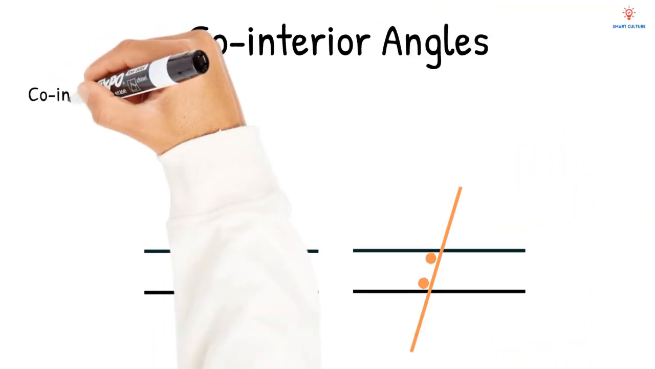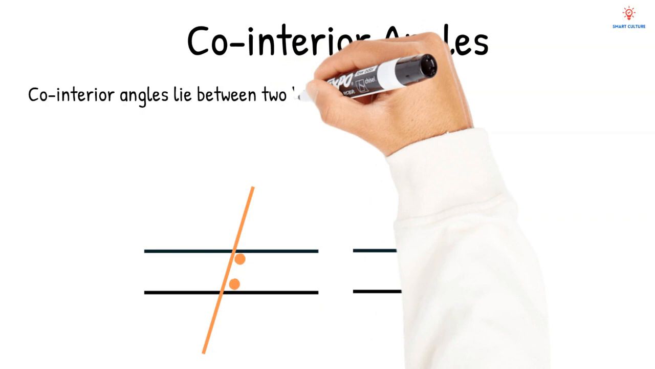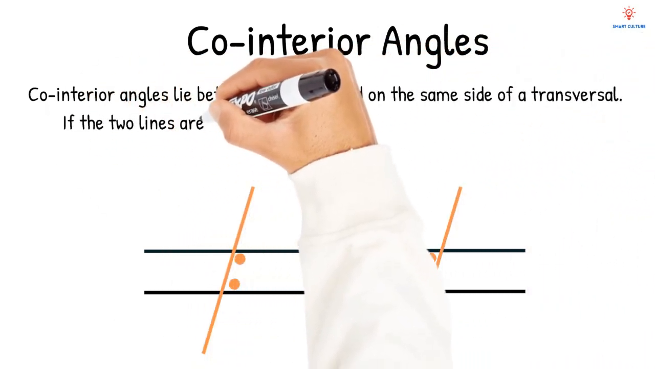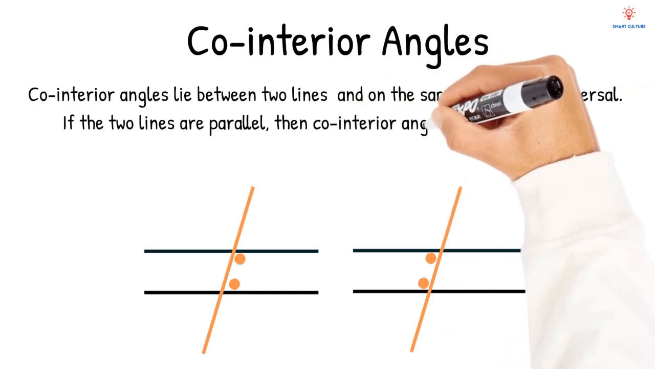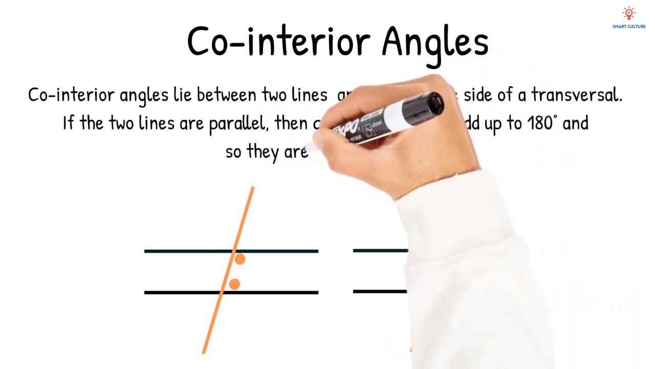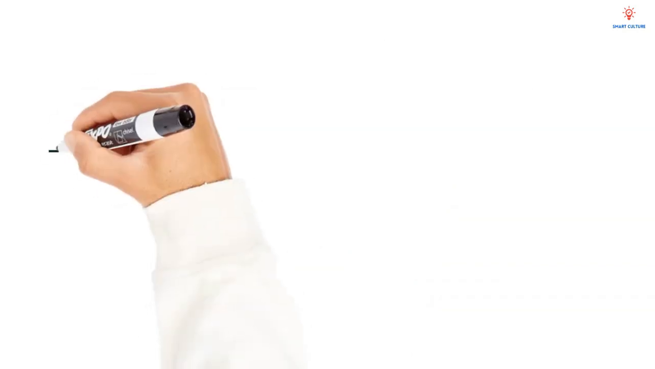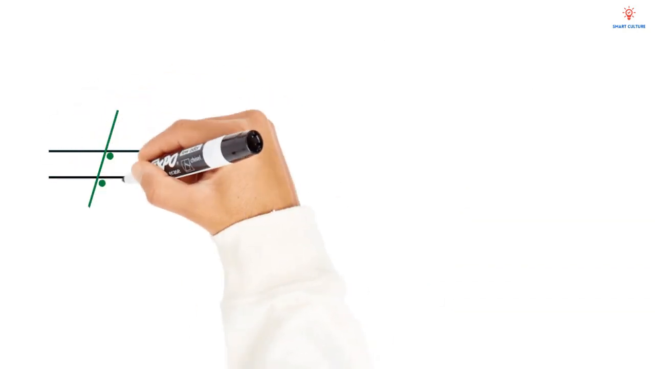Co-interior angles lie between two lines and on the same side of the transversal. If the two lines are parallel, then co-interior angles will add up to 180 degrees, and so we can say that they are supplementary. So let's take a look at the diagrams one more time.